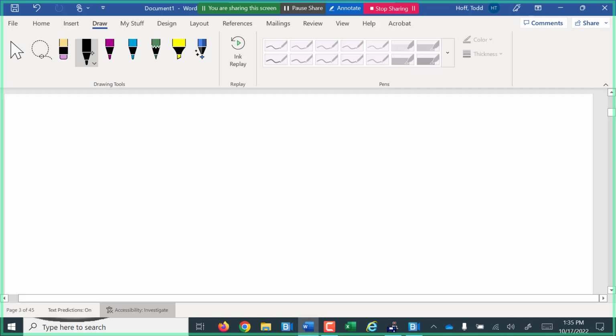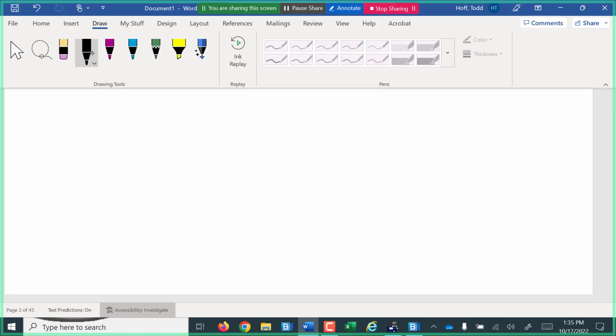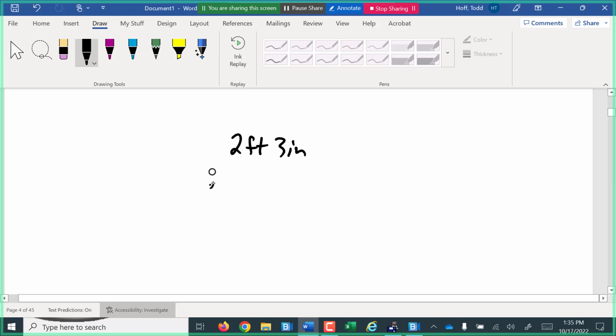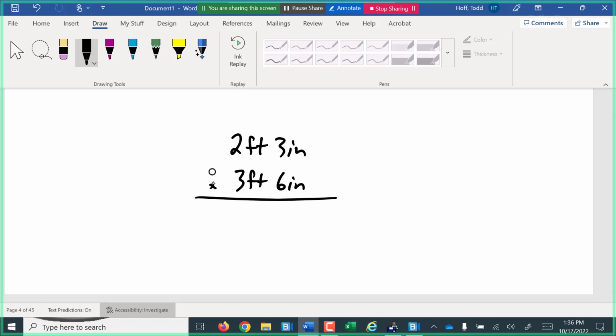So when we go to multiply, we lose the dual unit relationship a little bit. If I have 2 feet 3 inches times 3 feet 6 inches, I am not going to multiply it that way. I mean, I could. I would have 6 inches times 3 inches. 6 times 3 is 18. Inches times inches is inches squared. That's the unit of area.